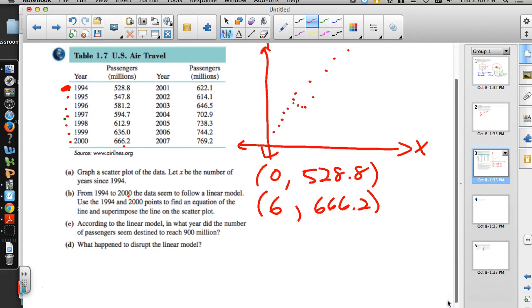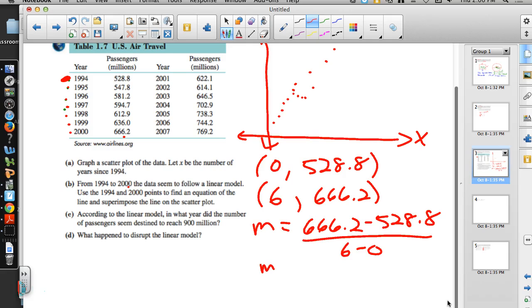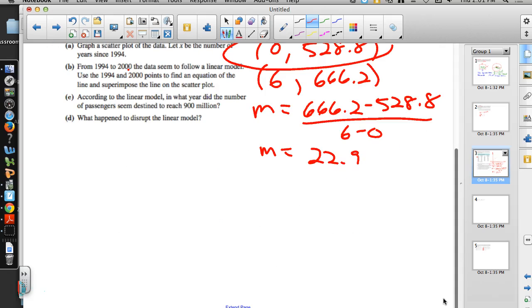So the first thing to do is find the slope. The slope is the change in y, so 666.2 minus 528.8, over the change in the x's, 6 minus 0. So we'll get that as a decimal, 666.2 minus 528.8, and that's 137.4, and we'll divide that by 6. And we get 22.9.